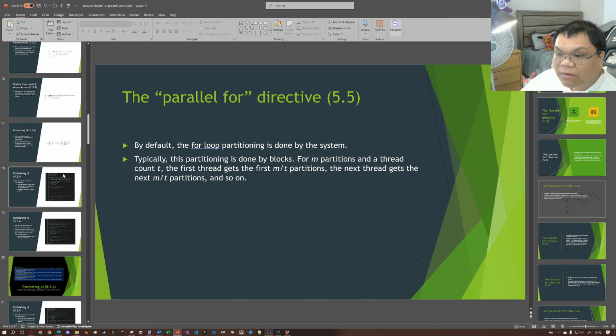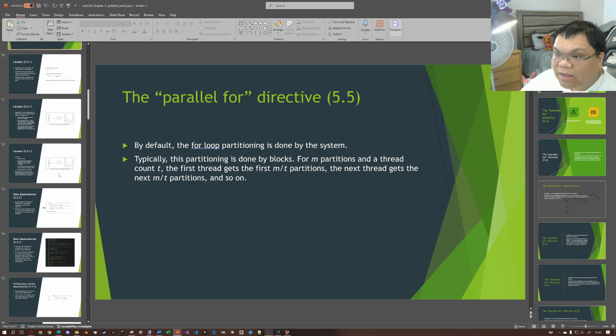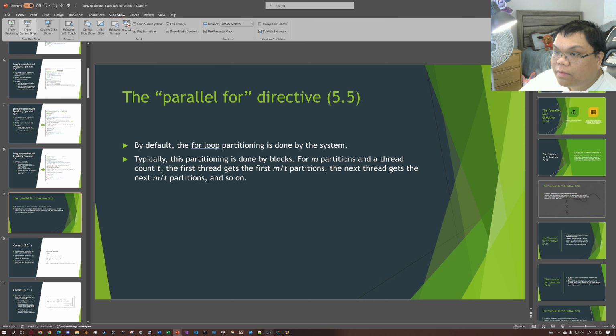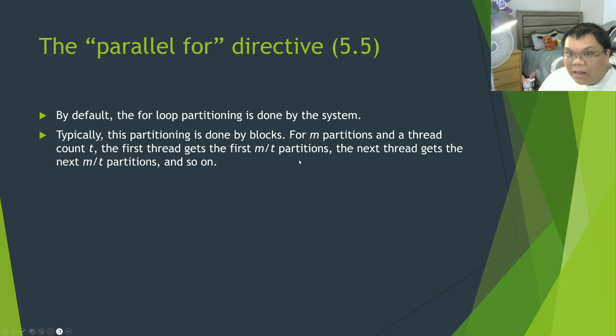Or rather, we're going to discuss a few caveats regarding parallel for. And it is the following. Okay, so the parallel for directive is as follows. We add this directive right before a for loop, and that will parallelize the for loop. So what happens is this.